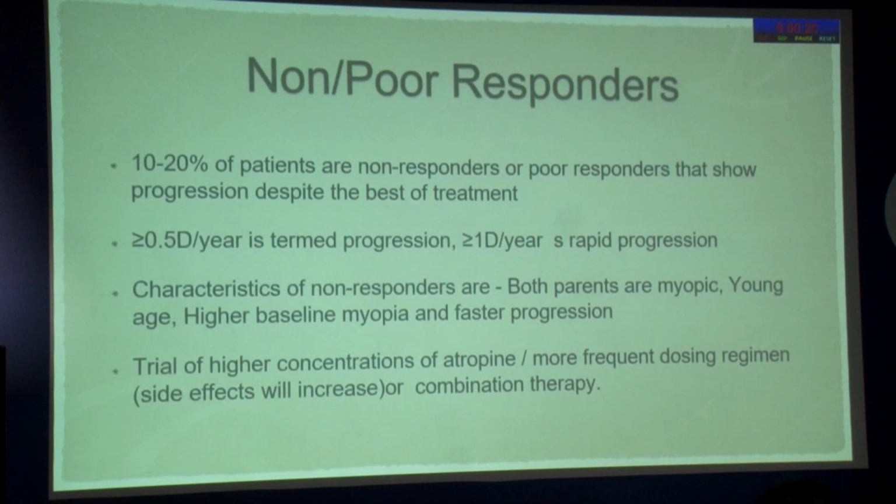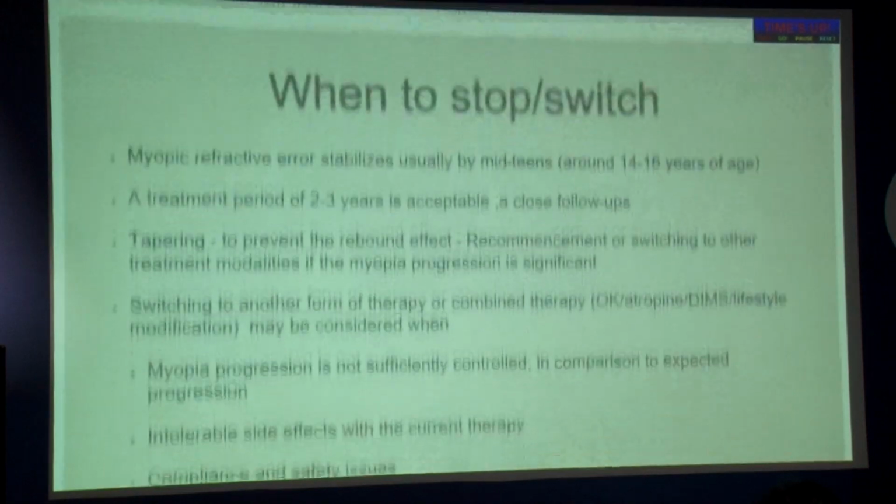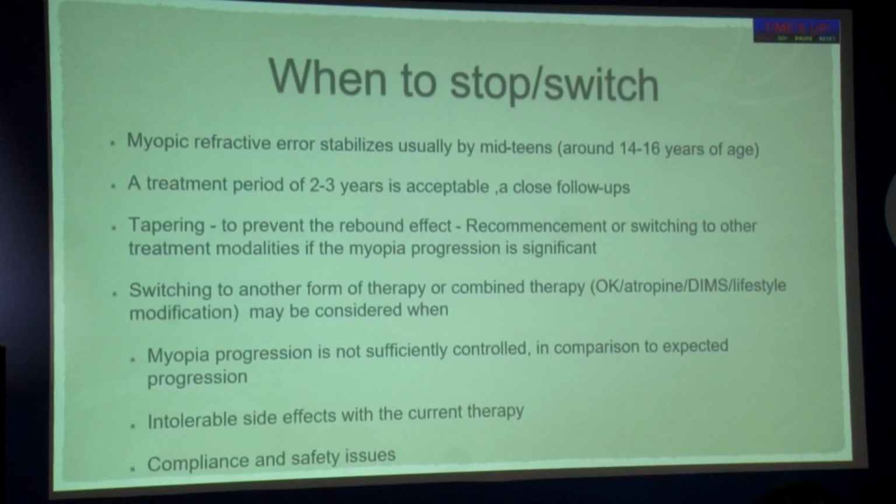We all know that some children do tend to progress despite our best efforts. So if they are progressing more than 0.5 diopters, it is called progression. More than 1 diopter per year is a rapid progression. And the characteristics of non-responders usually are both parents being myopic, younger age, high baseline myopia, and previous history of faster progression. In such children, you can plan for higher concentrations of atropine, or maybe we can plan a combination therapy with atropine and DIMS or any other combination therapy we all know of.